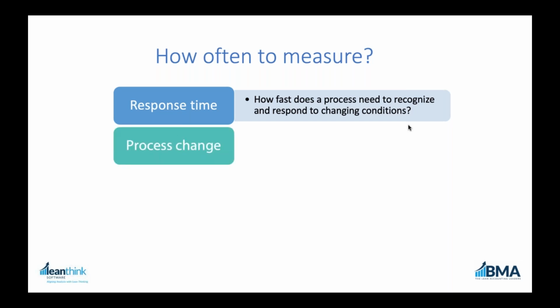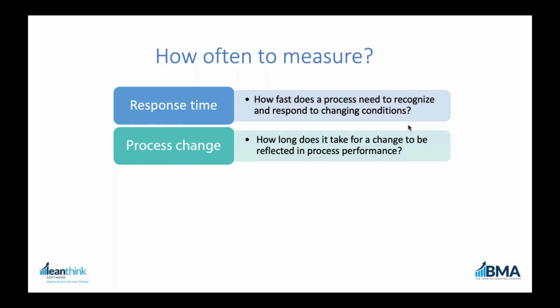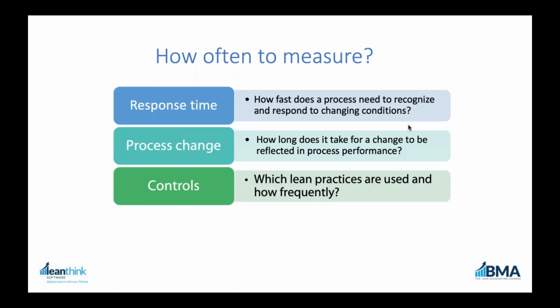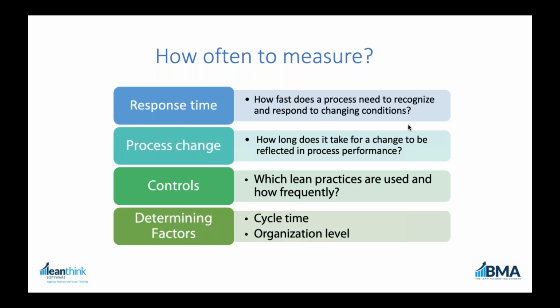Also, how fast is the process? How fast can any changes that are made be reflected in the process performance? A third aspect of measuring is what lean practices are being used and how frequently are they being used. And the real determining factors are things like what level in your organization are you at and the cycle time of the work in the process.